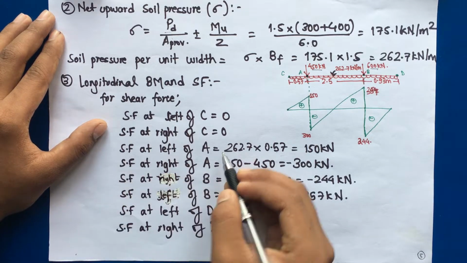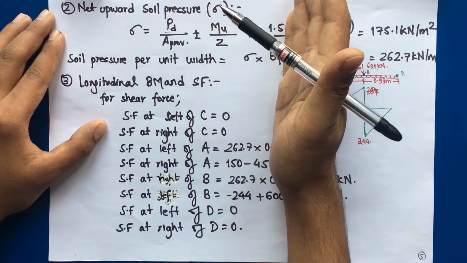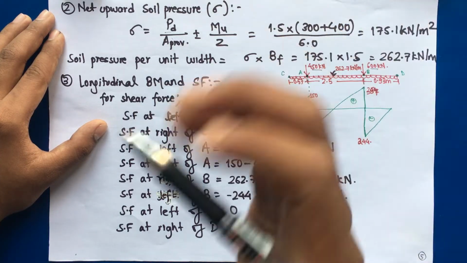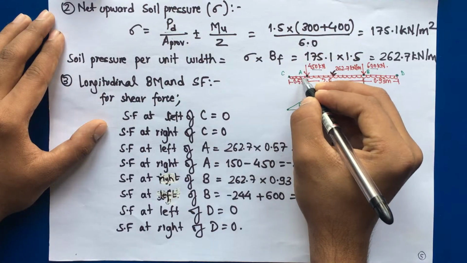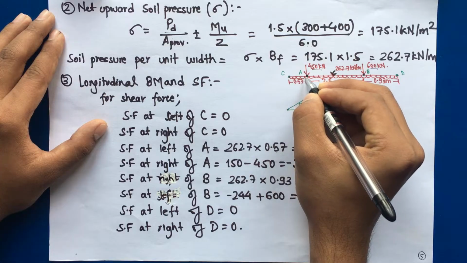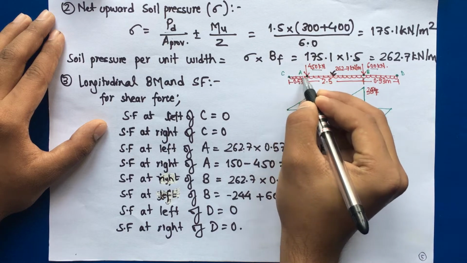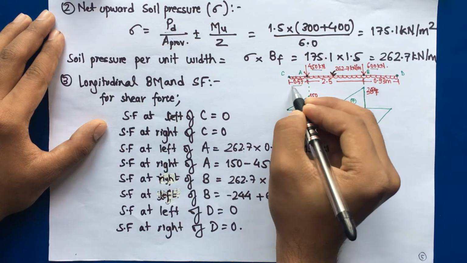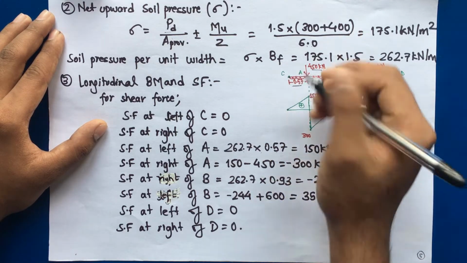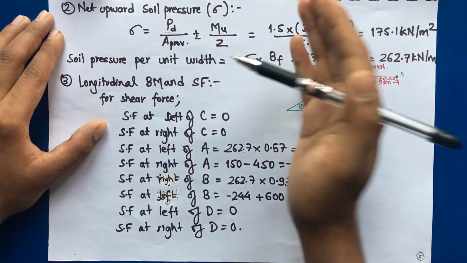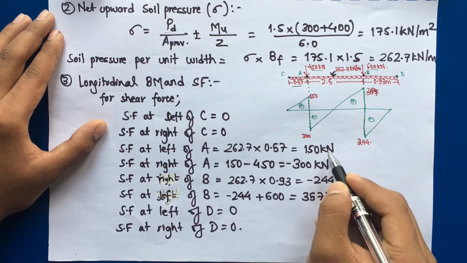Similarly, shear force at the left of A, as I said, we are going from left to right, for which the upward force will be positive and the downward force will be negative. So for shear force at left of A, we are considering the left side, where a UDL is acting, so it will be 262.7 into the span, and the span is 0.57, that is the cantilever projection from the center of column A. So this comes as 150 kilonewton positive, because we are going from left to right and it is an upward force.